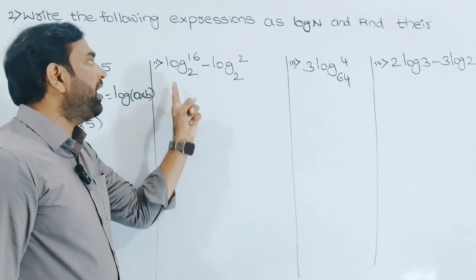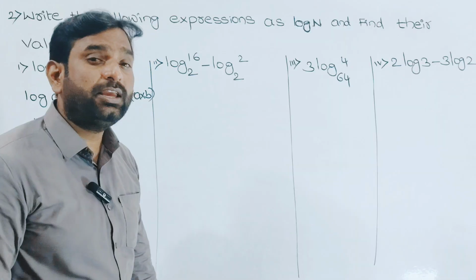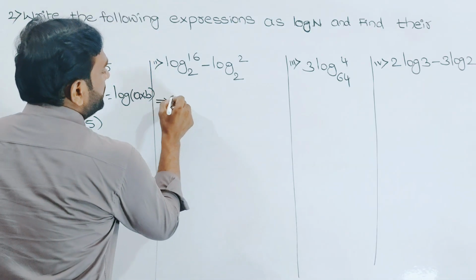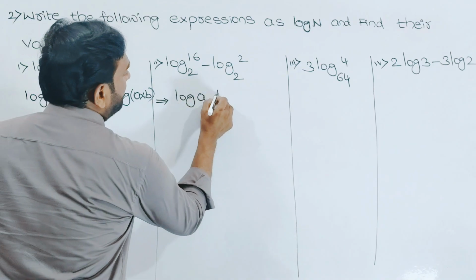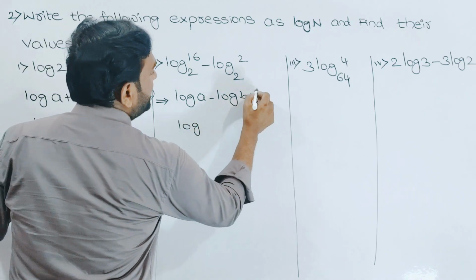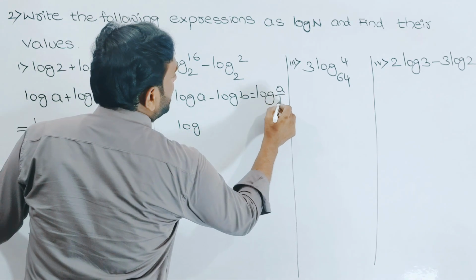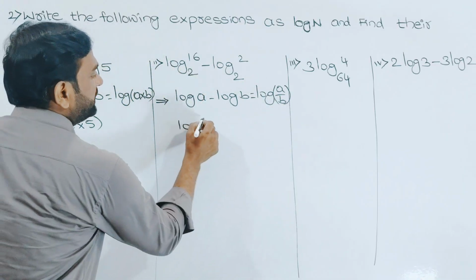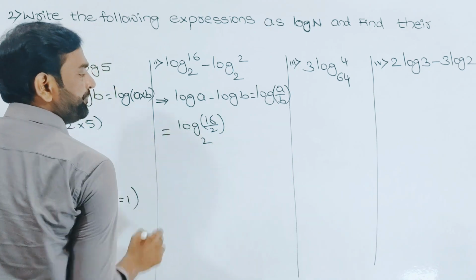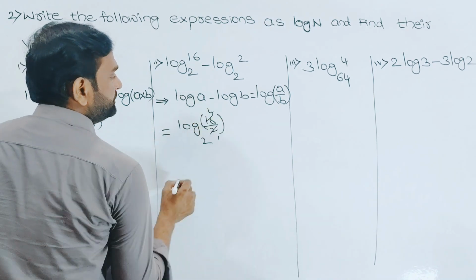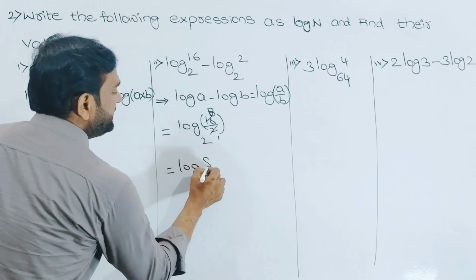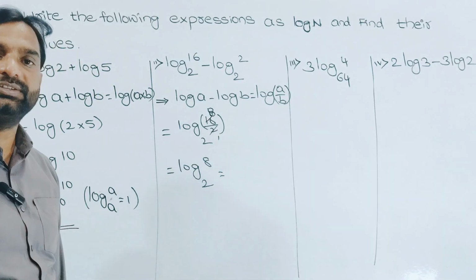In the same way, here log a minus log b. We can write log a minus log b is log of a by b. Then here a means 16, b means 2, so 16 by 2 base 2. 2 ones are 2, 2 fours are 8. So log 8 base 2. We got log 8 base 2.